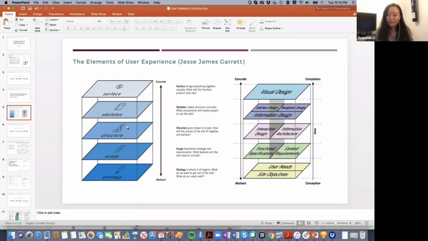In order to, for example, have a user register for my app, how many steps does it include? How many screens do I need? And how are they connected to each other? So that's the structure part. That's typically what we call information architecture or interaction design.